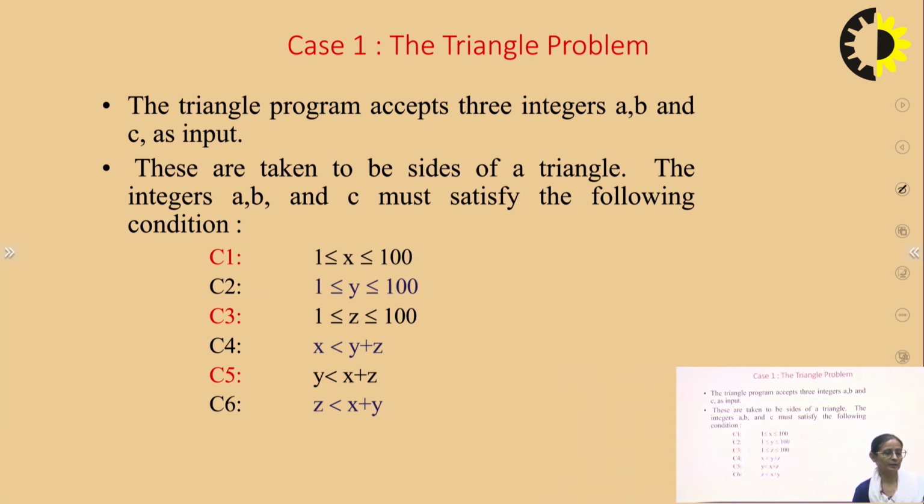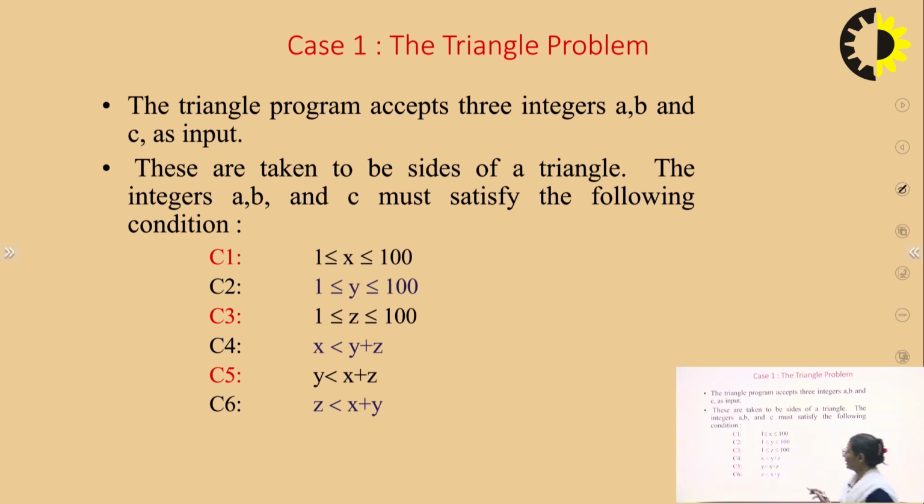Here we will understand boundary value analysis with the help of a triangle program. The triangle program accepts 3 integers, let us suppose A, B and C. These are taken to be the sides of the triangle. The integers A, B and C must satisfy the following conditions. Here we have given the conditions. We are having 6 conditions.